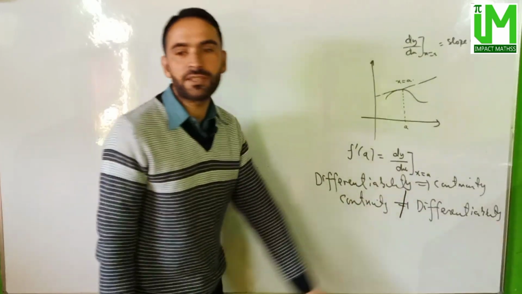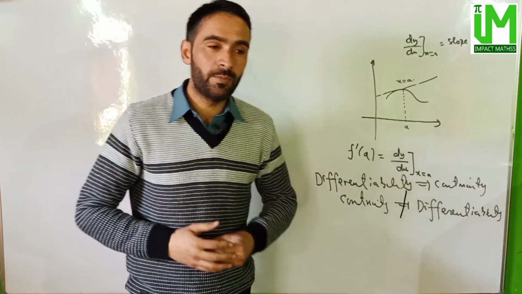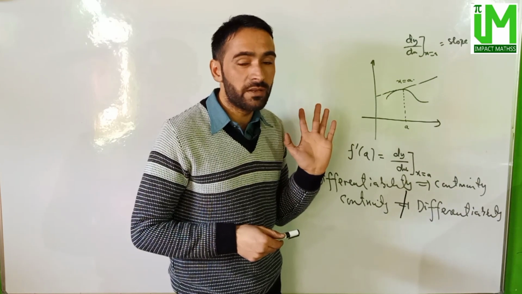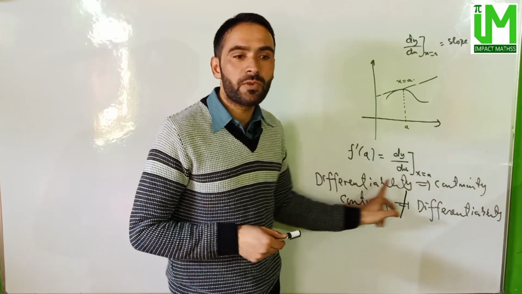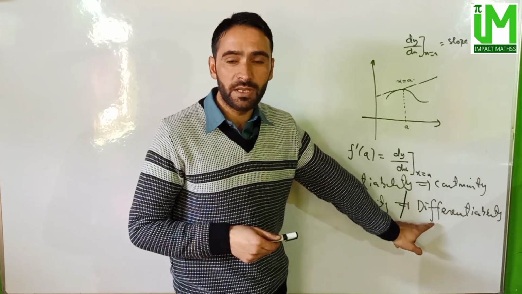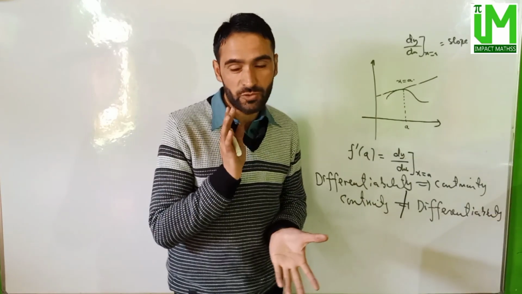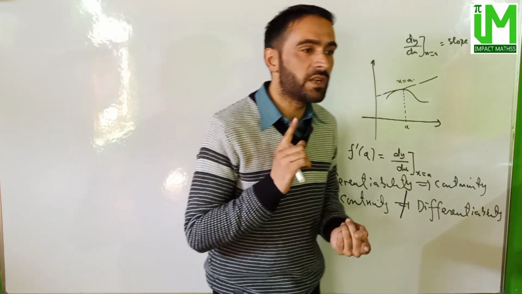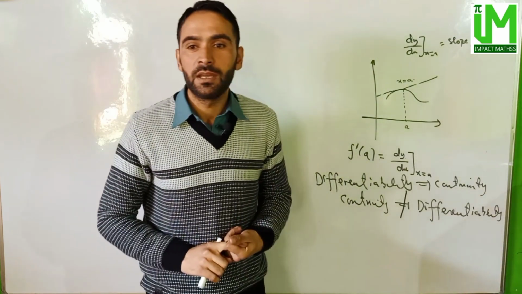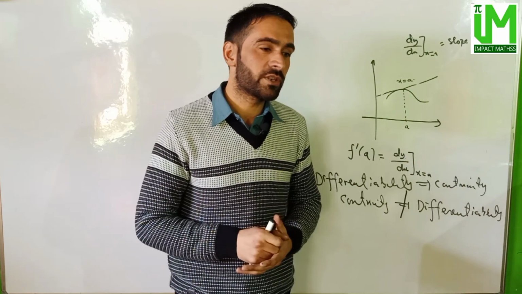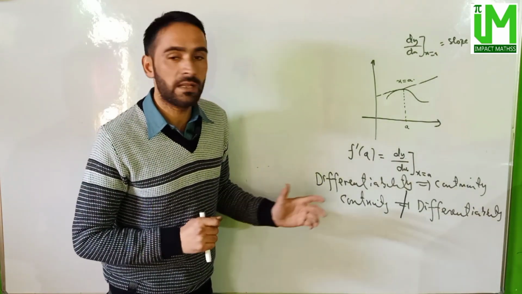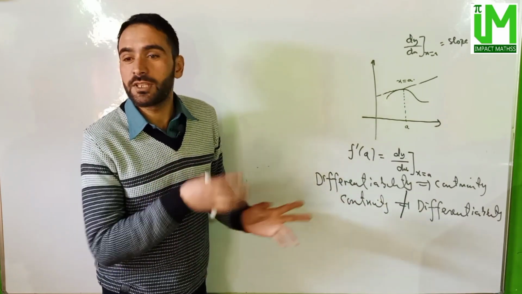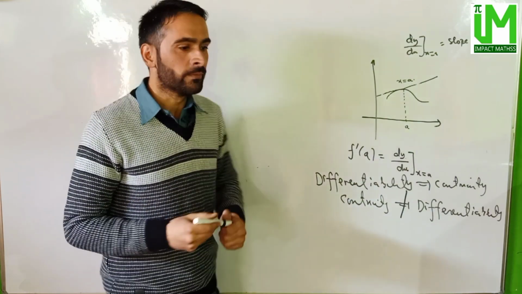Every continuous function is not differentiable, that means continuity does not imply differentiability. But differentiability does imply continuity. What does this mean? Every differentiable function is continuous. But the converse is not always true, that means every continuous function is not always differentiable. So differentiability implies continuity, that means every differentiable function is continuous, while every continuous function is not differentiable. So write down the theorem.